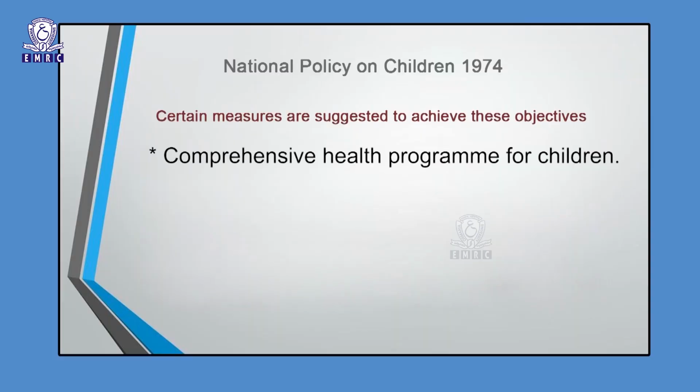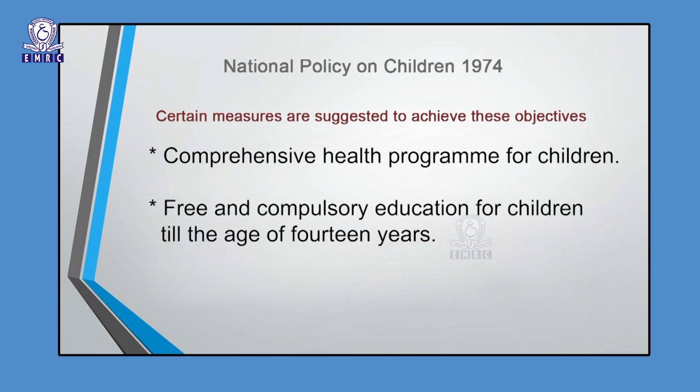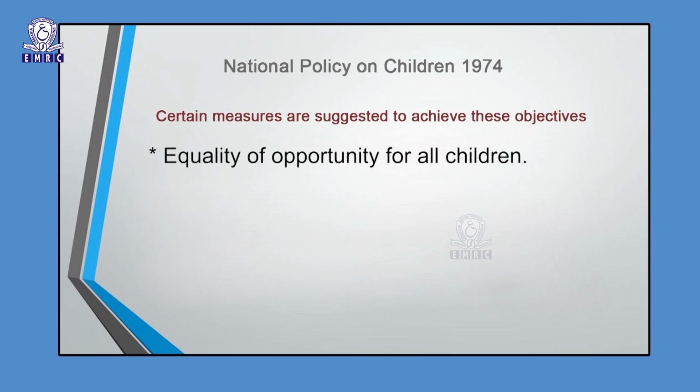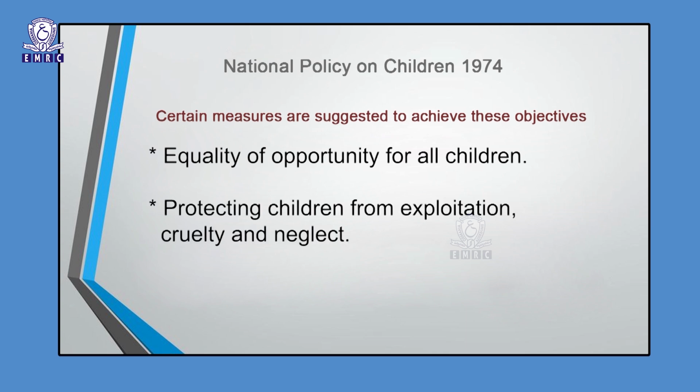In order to achieve these objectives, certain measures are suggested, which include a comprehensive health program for children, free and compulsory education for children till the age of 14 years, equality of opportunity for all children, protecting children from exploitation, cruelty and neglect, and constituting a National Children's Board, among others.